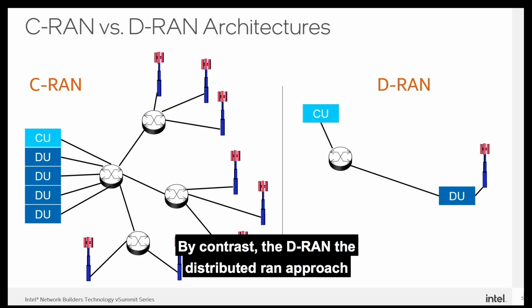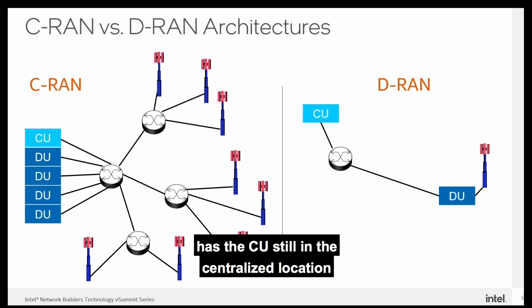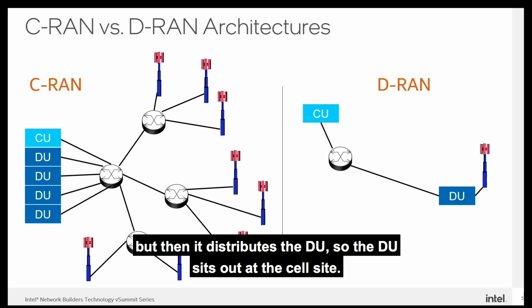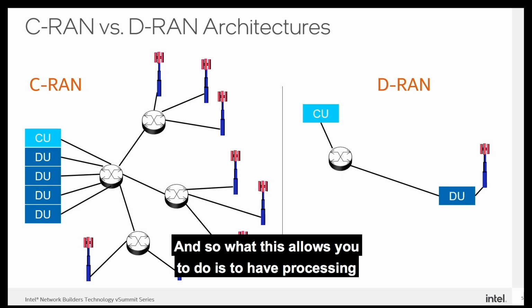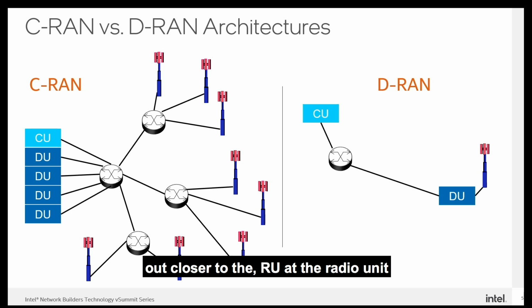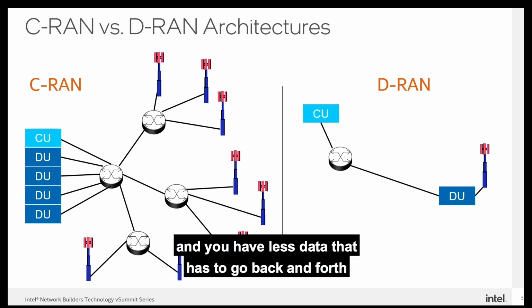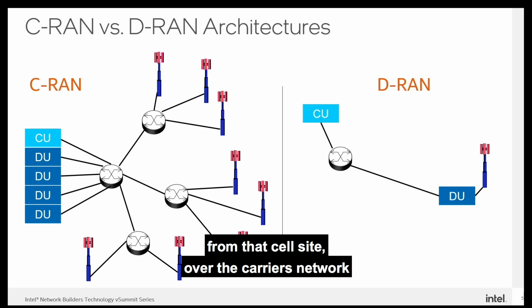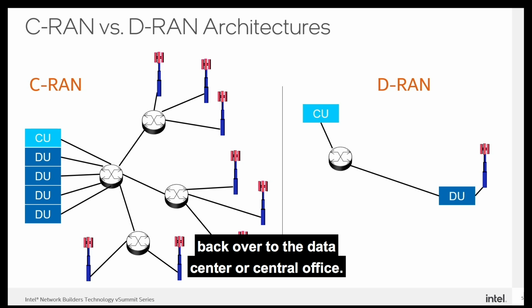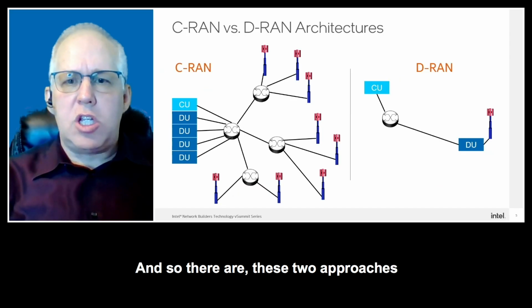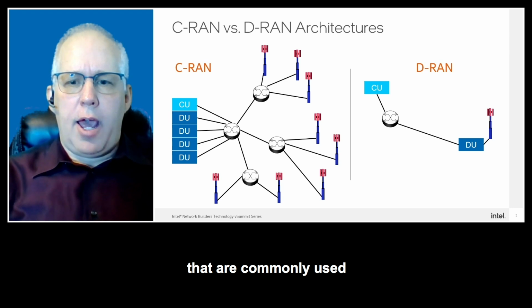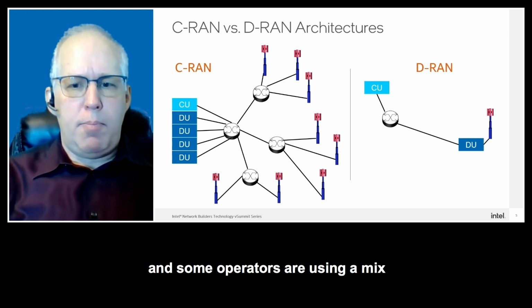By contrast, the DRAN, the distributed RAN approach, has the CU still in the centralized location, but then it distributes the DU, so the DU sits out at the cell site. And so what this allows you to do is to have processing out closer to the RU, the radio unit, and you have less data that has to go back and forth from that cell site over the carrier's network back over to the data center or central office. And so there are these 2 approaches that are commonly used, and some operators are using a mix of each of these approaches.